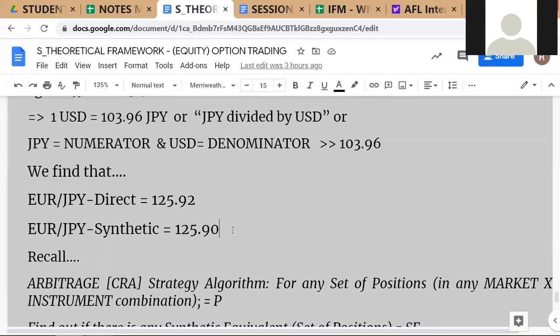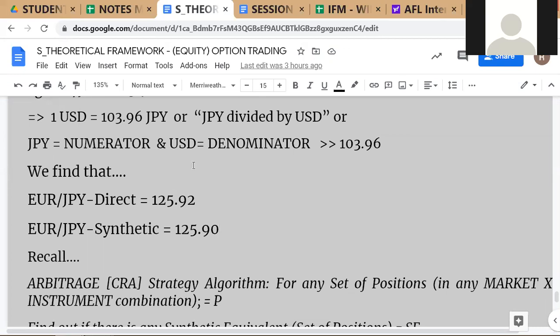the synthetic price will start going up because there's excess demand in the synthetic market, and this price will start moving towards 125.92. And everybody will start selling the direct, so there'll be excess supply in the direct market, and the price will fall. So the direct will start moving from 125.92 to 125.90. Okay, so this is how the convergence happens. People start doing the arbitrage and this puts pressure on both the different markets and the prices converge.